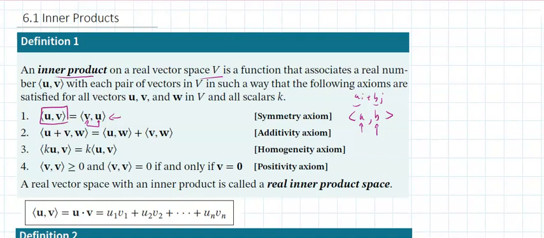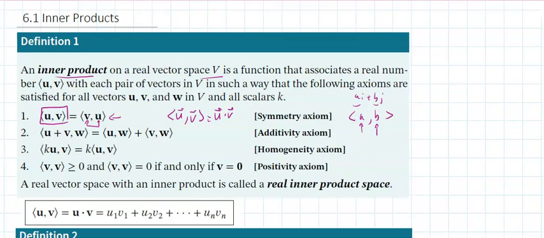So what's the inner product? It's nothing more than the dot product. So if I take <u, v>, that's simply u dot v. So let's read this definition. Now it should make sense.